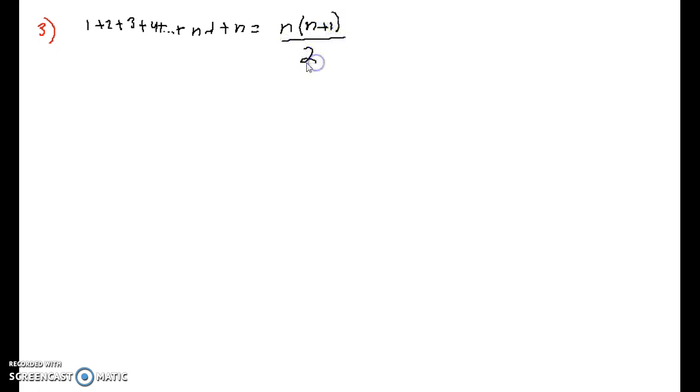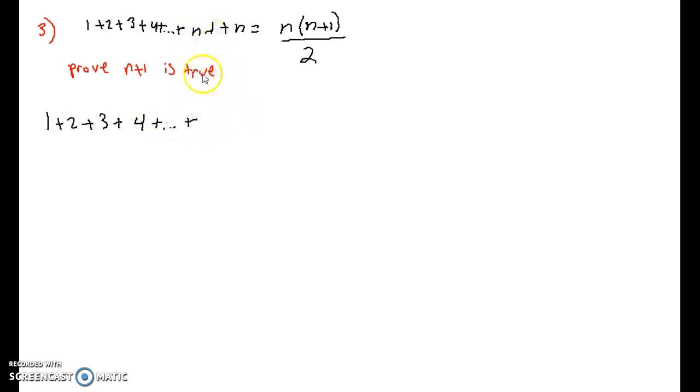Bam. Okay, so what we want to do in step 3 is prove that n plus 1 is true. So what does that mean? It means everywhere I see an n, I'm going to replace it with an n plus 1. So, 1 plus 2 plus 3 plus 4 plus dot dot dot plus.